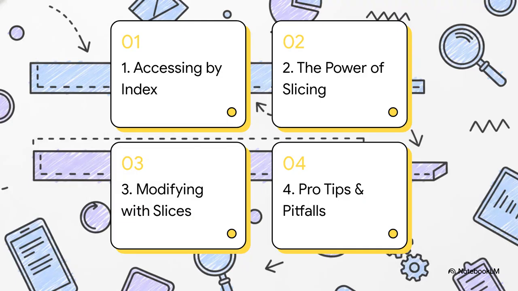So here's the plan. We'll start with the basics, just accessing items one by one. Then we'll get into the real magic, the secret combination of slicing. After that, we'll see how you can use it to actually change your data, and we'll wrap up with some pro tips so you can really become a master at this.